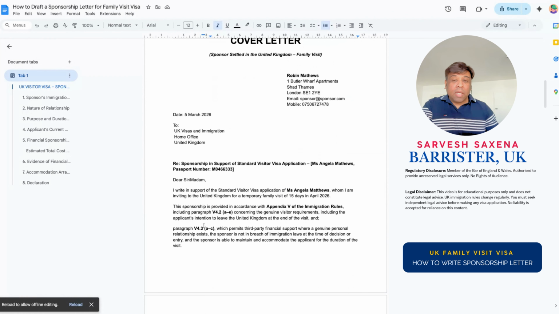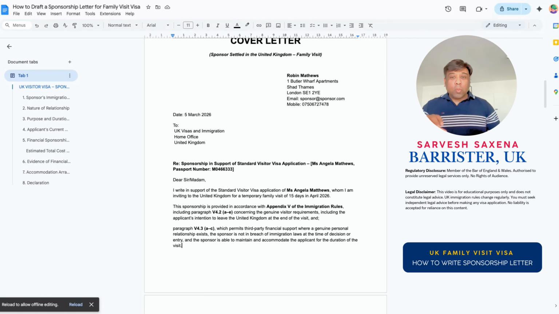Now, why we are writing these numbers, V4.3 A and E, is because you have to understand that since 2012 or 13, there are no appeal rights. So if you make a visa application for the visitor visa and it is refused, you do not get a right of appeal, right? There is judicial review that is available, but it is extraordinarily expensive.